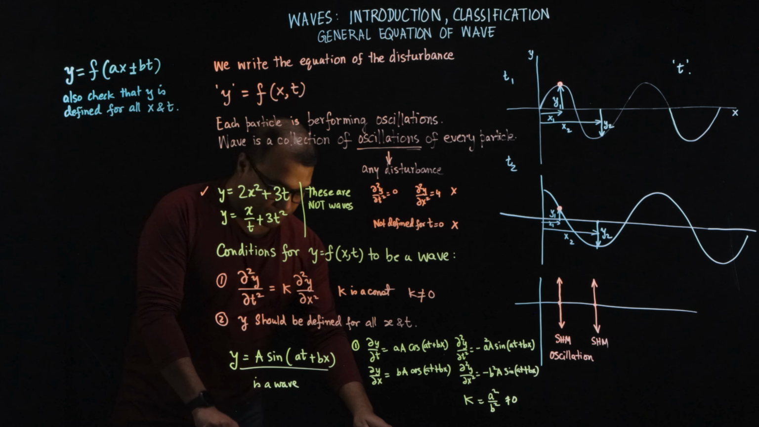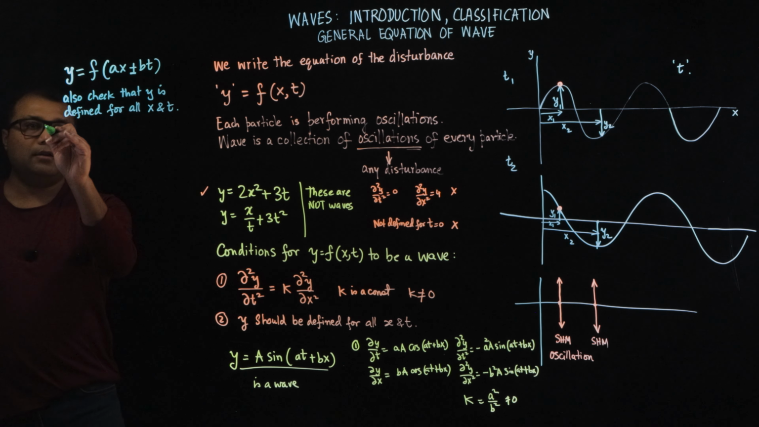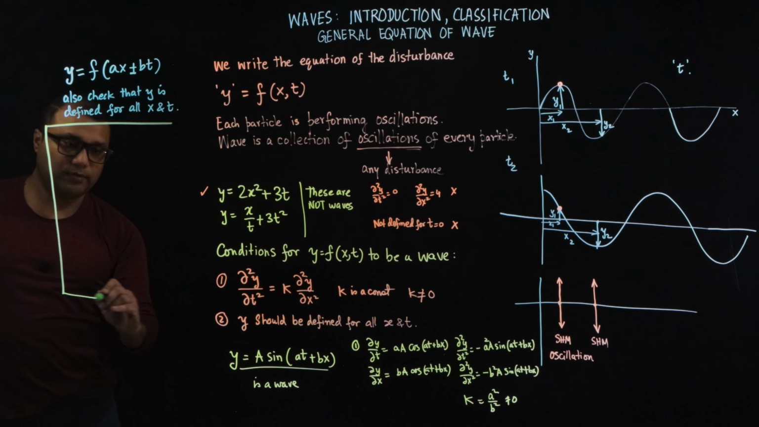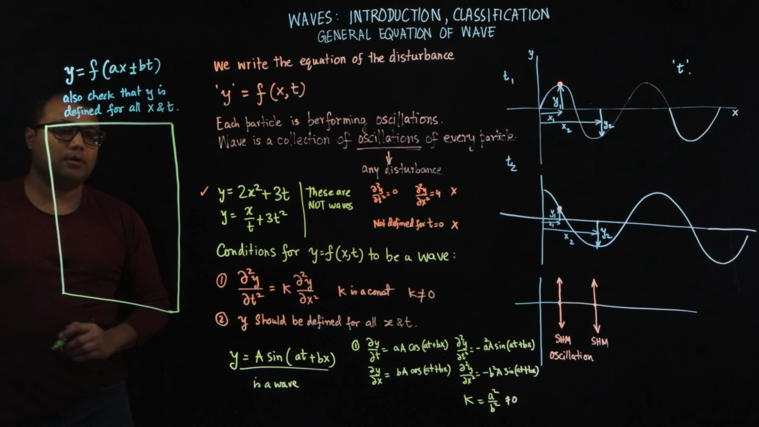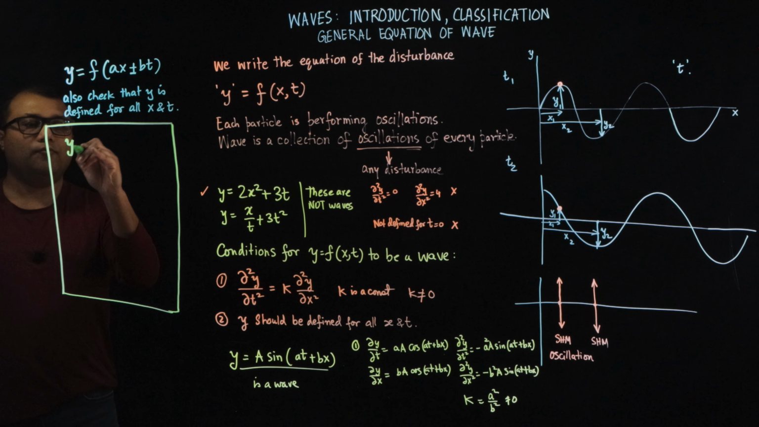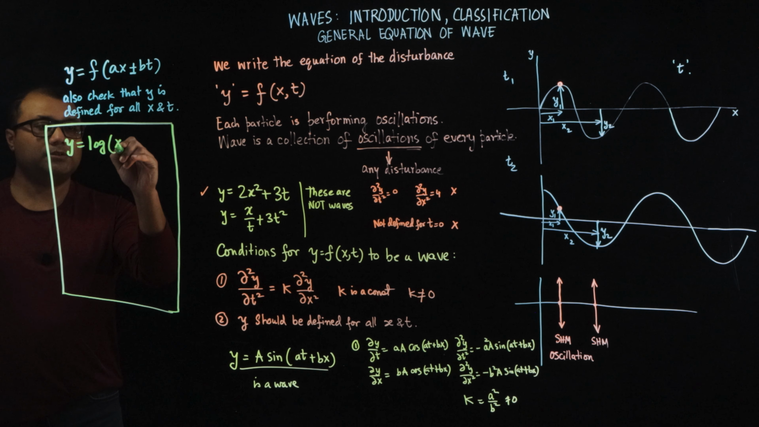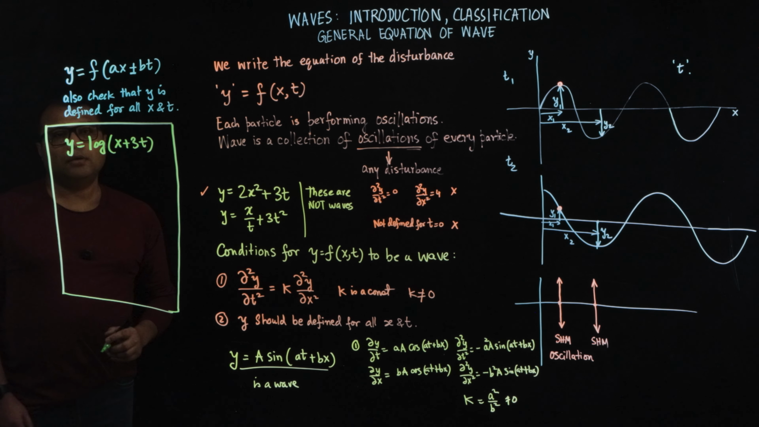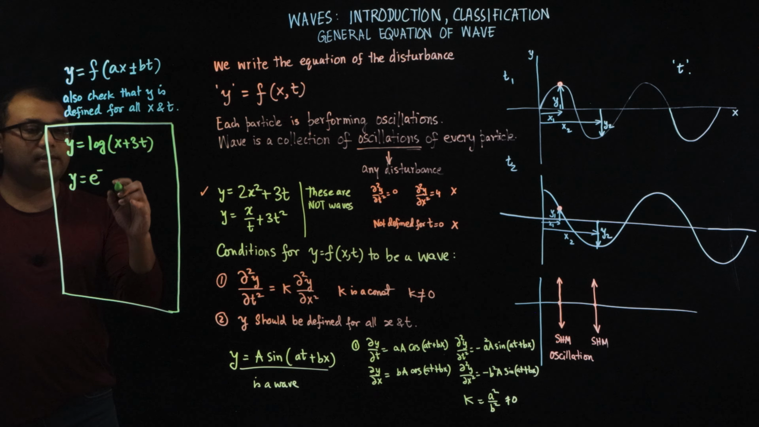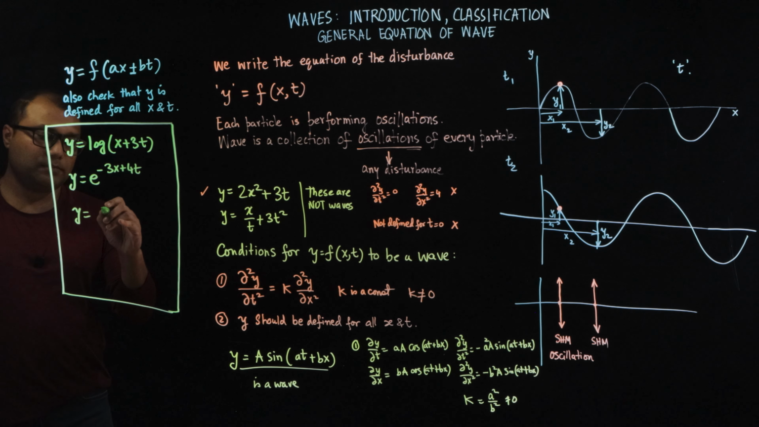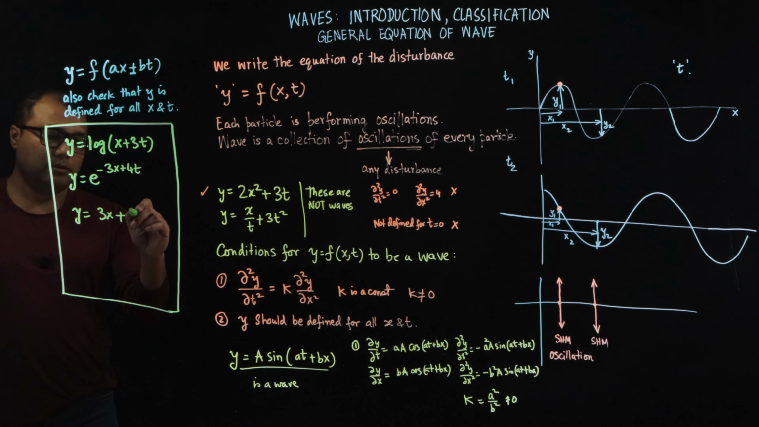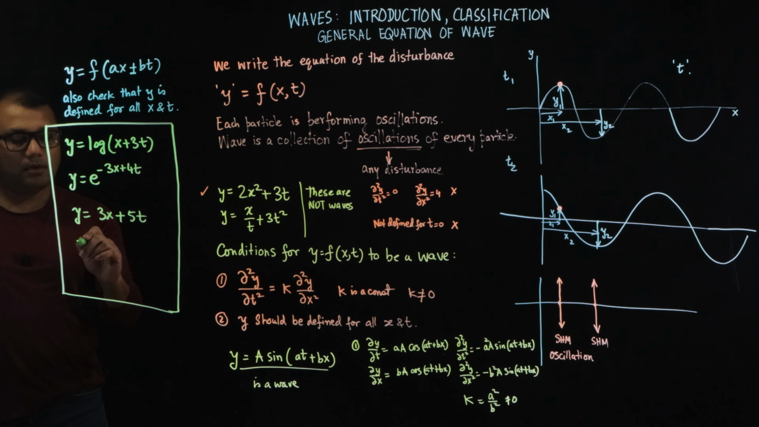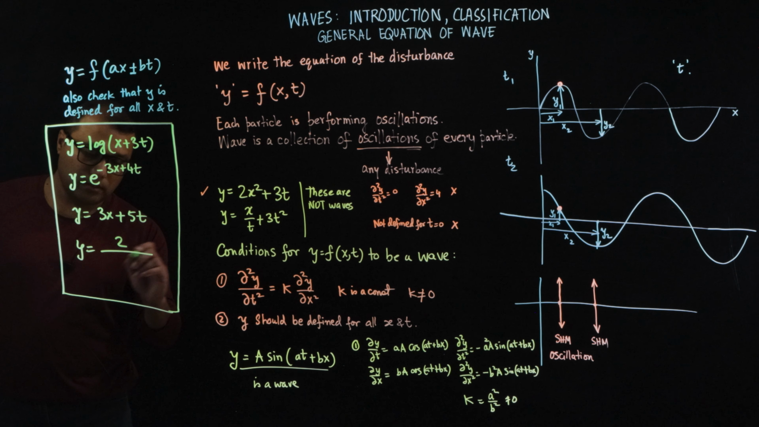So maybe you can take a look and tell me which of these functions represent a wave equation. y equals log of x plus 3t, y equals e to the power minus 3x plus 4t, y equals 3x plus 5t, and y equals 2 by 3x plus t square plus 4.